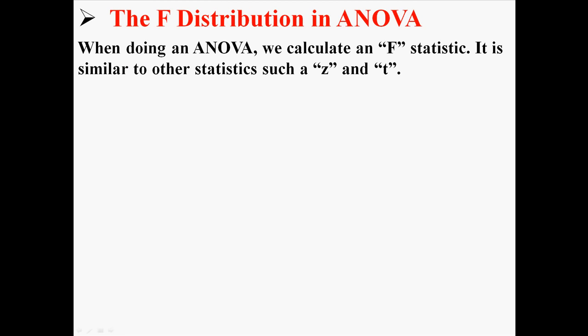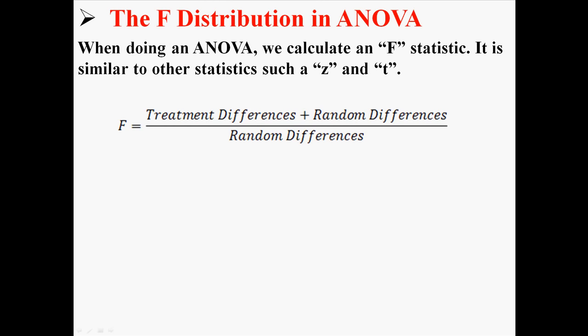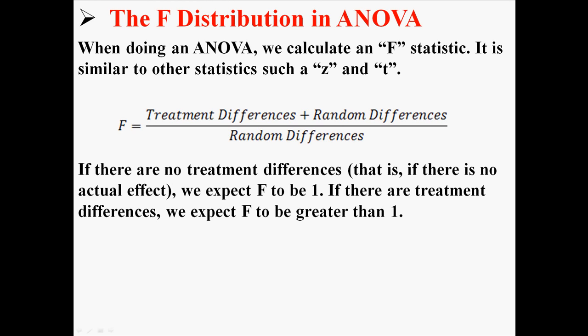And of course we have the F distribution. When doing an ANOVA, we calculate an F statistic. It is similar to the other statistics I've talked about so far, like the Z and the T. F is at its most basic form like this. It is treatment differences plus random differences divided by random differences. If there are no treatment differences, that is, if there's no actual effect, if there's really no real difference between the groups, we would expect F to be 1. If there are treatment differences, we expect F to be greater than 1.